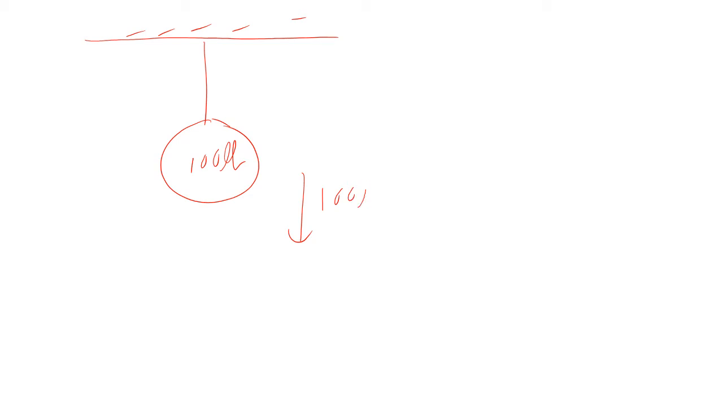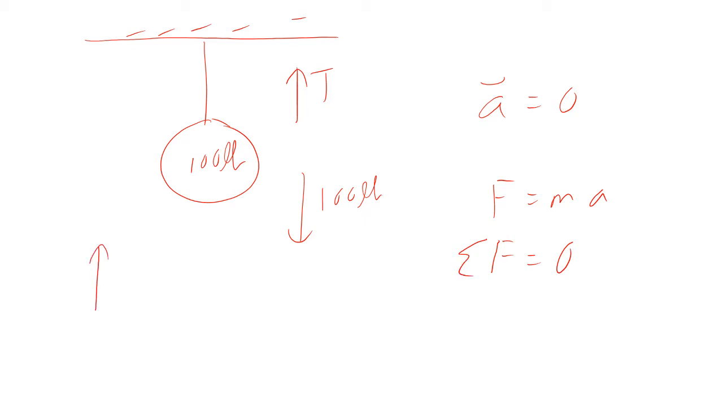So let's imagine we have a ceiling up here and we're hanging a 100-pound object from the ceiling. That means that gravity is pulling down with a force of 100 pounds. The tension is pulling up. Now, if it's hanging here, that means acceleration is zero. So F equals ma. If the acceleration is zero, that means the total force is zero. Well, we have tension this way, we have the 100 pounds the other direction, so the two of them have to add together to zero, so the tension has to be 100 pounds.